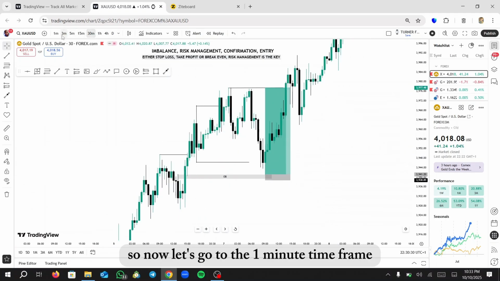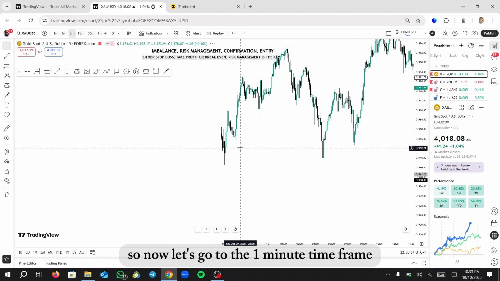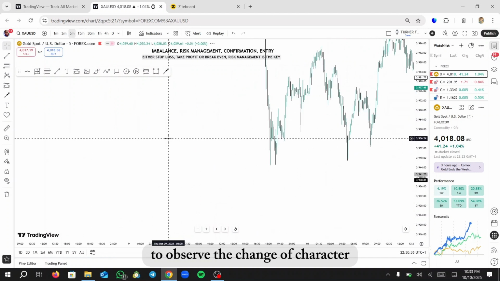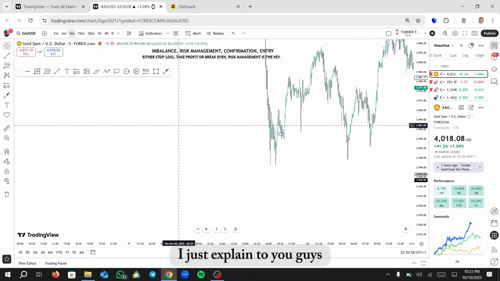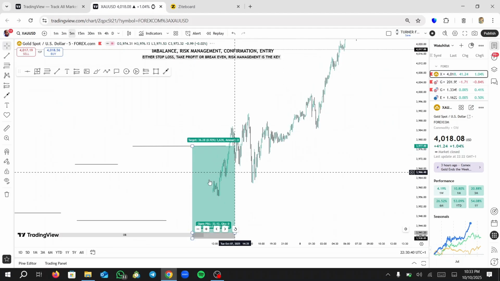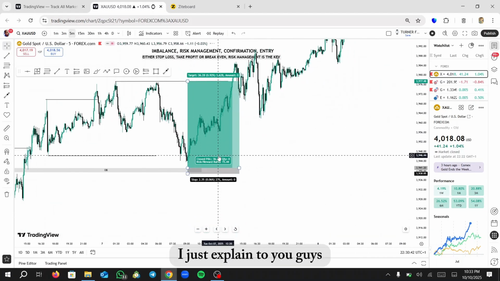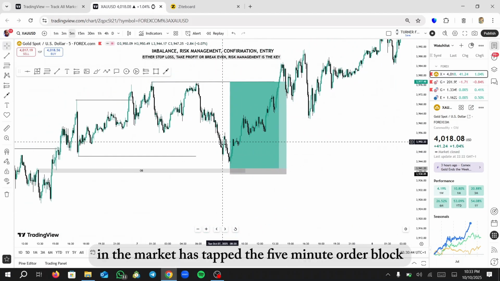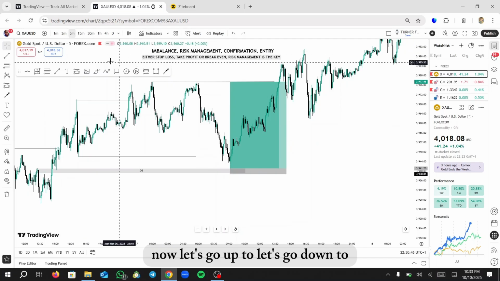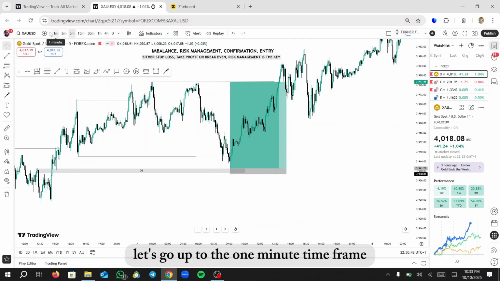Okay, so now let's go to the 1 minute time frame. Since the market has tapped the order block on the 5 minute time frame, now let's go to the 1 minute time frame to observe the change of character I just explained to you guys. So now immediately the market has tapped the 5 minute order block. Now let's scale up to the 1 minute time frame to look out for our change of character to the upside.